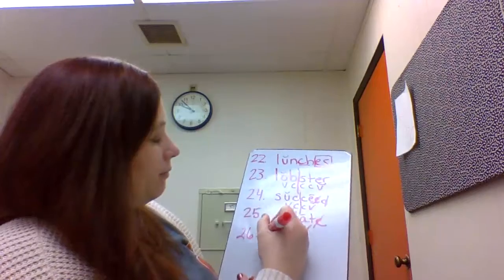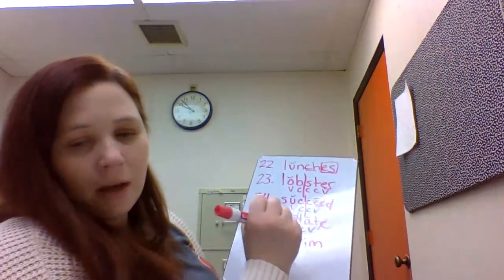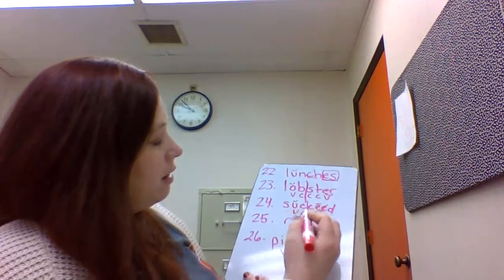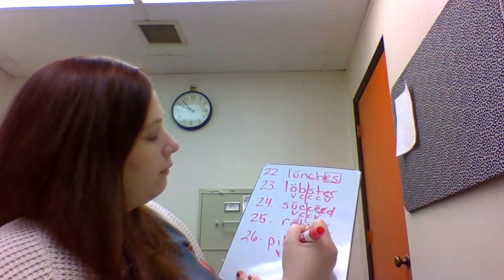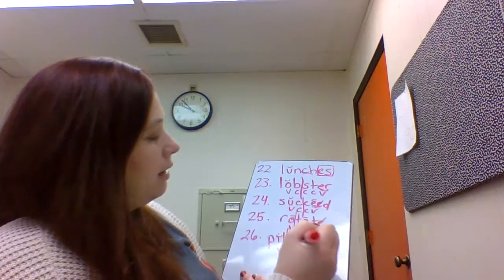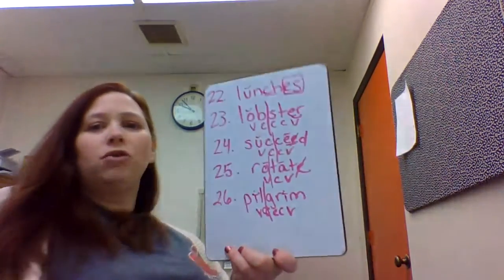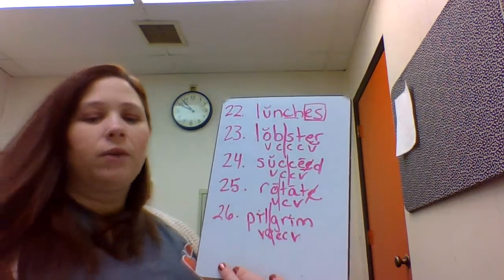26, pilgrim. We have vowel, consonant, consonant, consonant, vowel. Here we're going to read the word pilgrim, so it's going to go after our first C. Our vowel consonant, our I gets a breve. All right, make sure you have all this down, and we'll move on to the back of your worksheet.